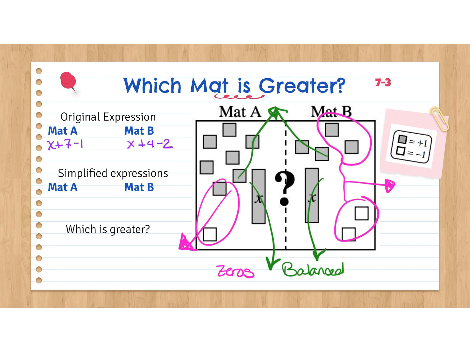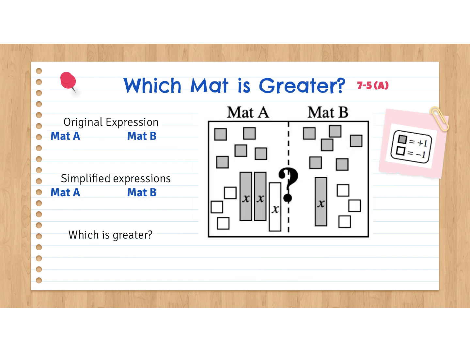All right, so what do I have left? I have nothing on mat B, and 1, 2, 3, 4 on mat A. So which one is greater? Mat A is greater. Okay, let's do it again. We're going to start with what's on our mats. So we have 2x minus x, 1, 2, 3, 4, 5, plus 5, minus 3. And then on mat B, we have x, 1, 2, 3, 4, 5, 6, plus 6, and then minus 3. Let's make our key.